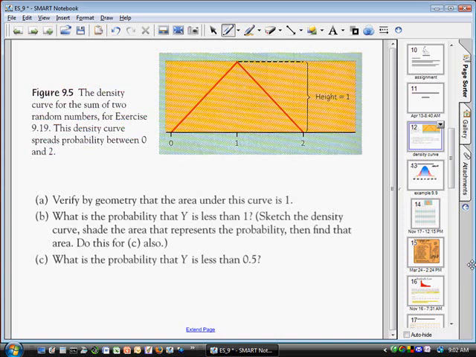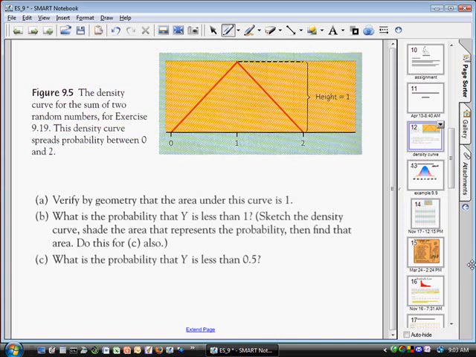We have, I think you would agree, a triangle. Okay, got to remember, how do you find the area of a triangle? 1/2 times base times height. The base here is 2. The height, I don't know if you can see it real well, on the right there is 1. 2 times 1 is 2, and half of that is 1. So yeah, this is a density curve because it has an area of 1. Okay.